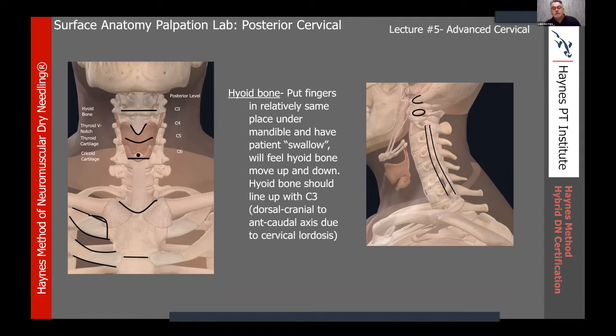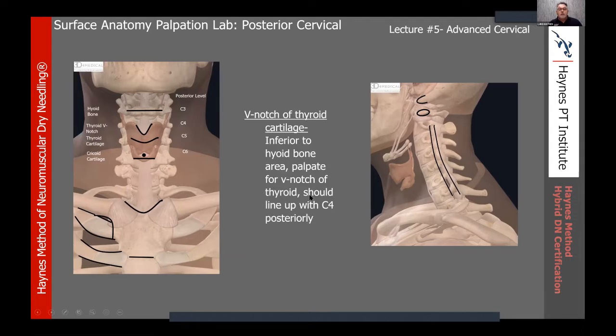Patient safety is always first. And so we do look here at the different structures we've identified: the hyoid, the thyroid V-notch, the thyroid cartilage, the cricoid cartilage. So let's move down.